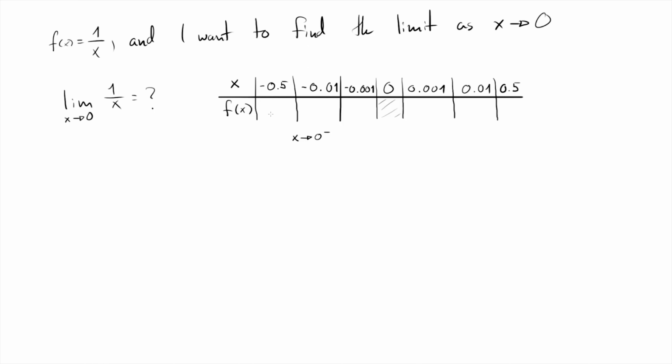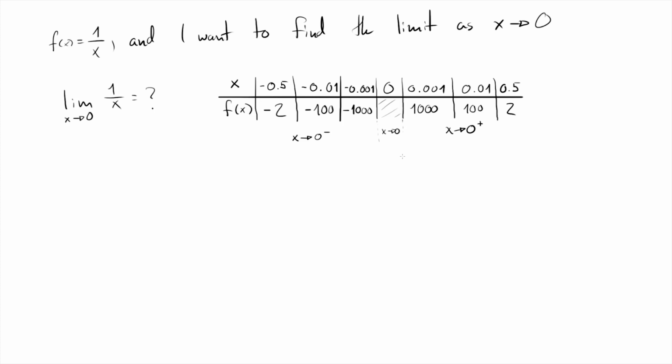What are these values? Well, we're going to start off with negative 2, and then we're going to get negative 100, and then we're going to get negative 1000. Okay, and from the right-hand side, as x approaches 0 from the right-hand side, what are we going to get here? Well, we're going to get positive 2, positive 100, and positive 1000. And again, in the middle, we can think of it as the general one as x approaches 0.